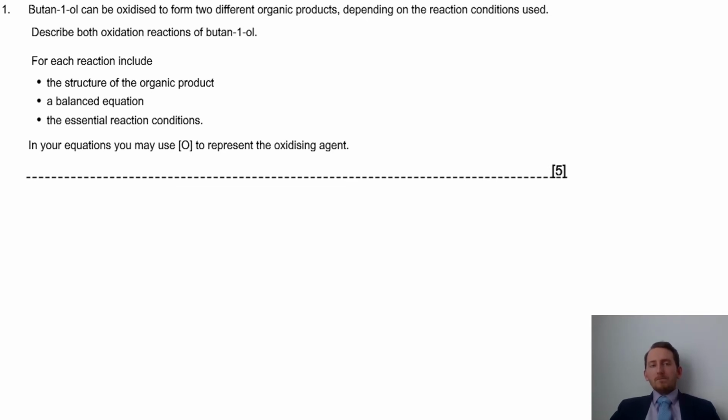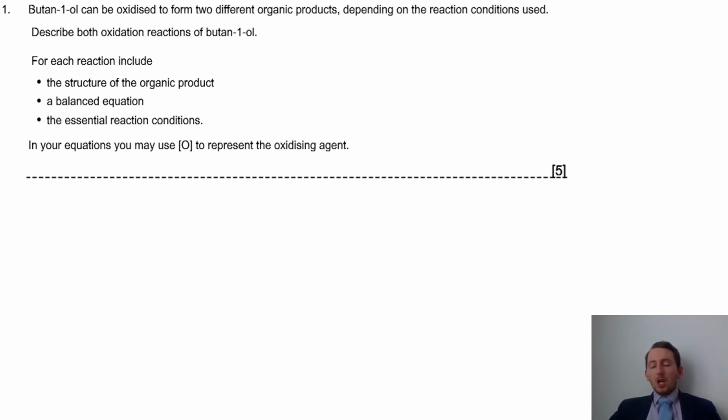Now hopefully, if we're looking at that primary alcohol and it's talking about two different products that are being formed, hopefully we know straight away that's going to be an aldehyde and a carboxylic acid. Now if you don't know that, then you're going to struggle with this question, because you need to know those two and then need to know, well, how do we actually form those and what the equations are going to be.